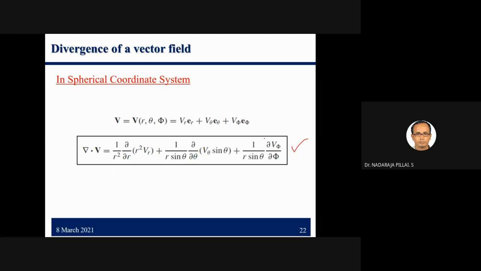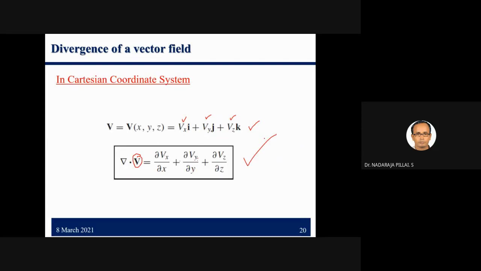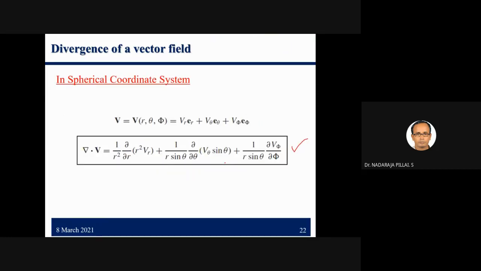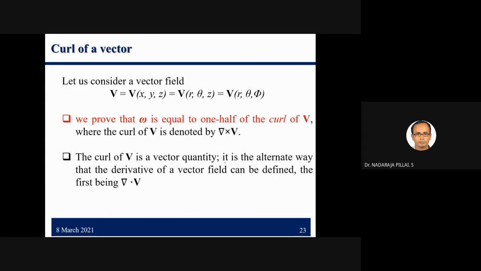So we know the divergence of a vector field. What is divergence? The divergence is a simple representation of time rate of change of volume of a moving fluid element of fixed mass per unit volume of that element, right? So please always remember what is divergence, what is gradient, and next point, what is curl, right?